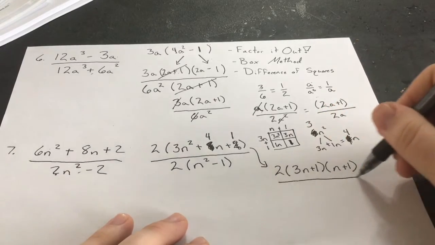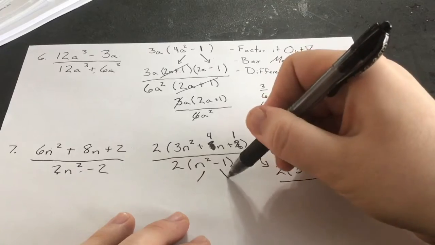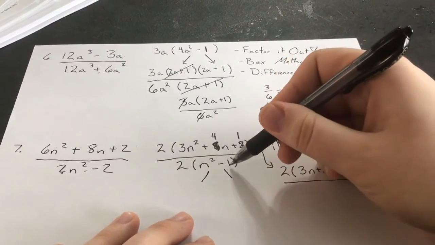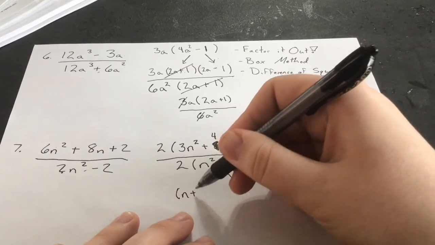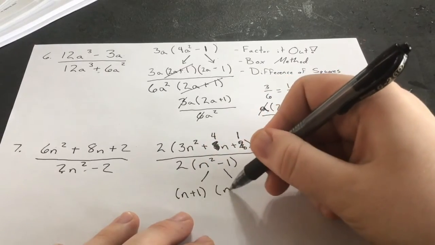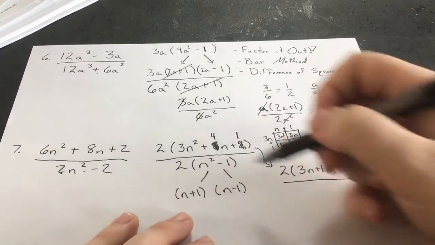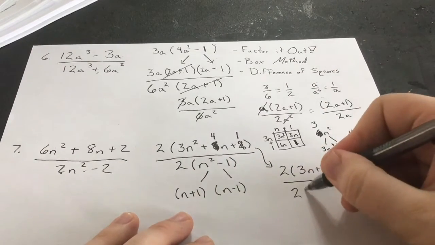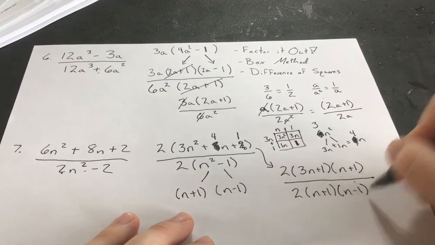The denominator can be a difference of squares, because n squared is a perfect square, 1 is a perfect square, and they are subtracting. So we get n plus 1, we get n minus 1, and then we still have the 2 on the outside. So 2 times n plus 1 times n minus 1.